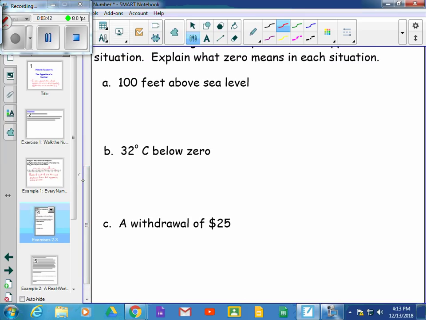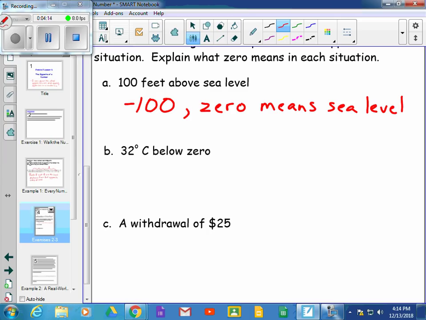So letter A, we have 100 feet above sea level. We need to write the integer that means the opposite of that situation. Well, 100 feet above sea level would be a +100. The opposite of that would be -100. The 0 in this case means sea level. Because that's what we're saying, we go above or below.